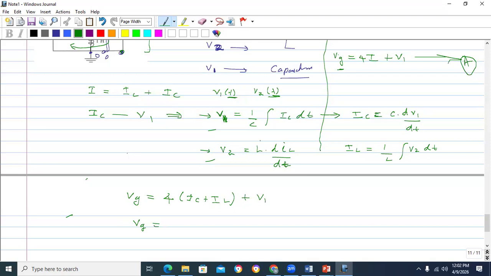If you are asked to find the current, you need to get rid of the voltage. But in this case, you are asked to find the voltage V1. So you need to get rid of the current. Okay. So VG is equal to 4 IC. IC is C dV1 dt. IL is 1 over L integration V2 dt, plus V1.